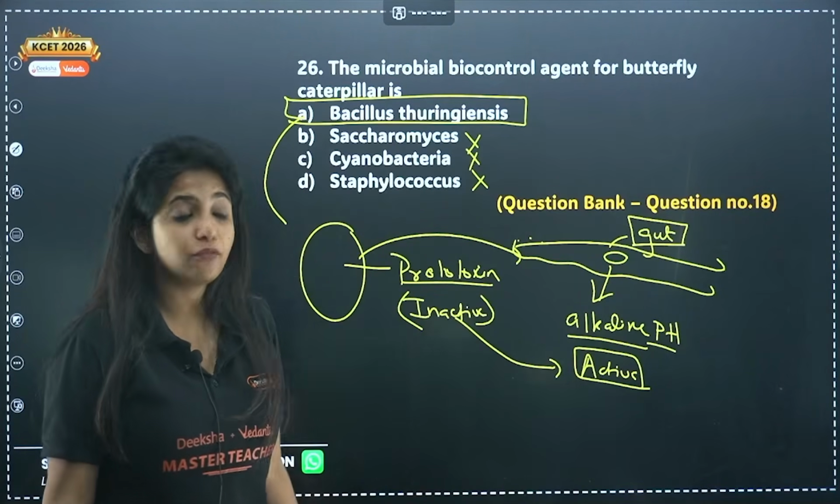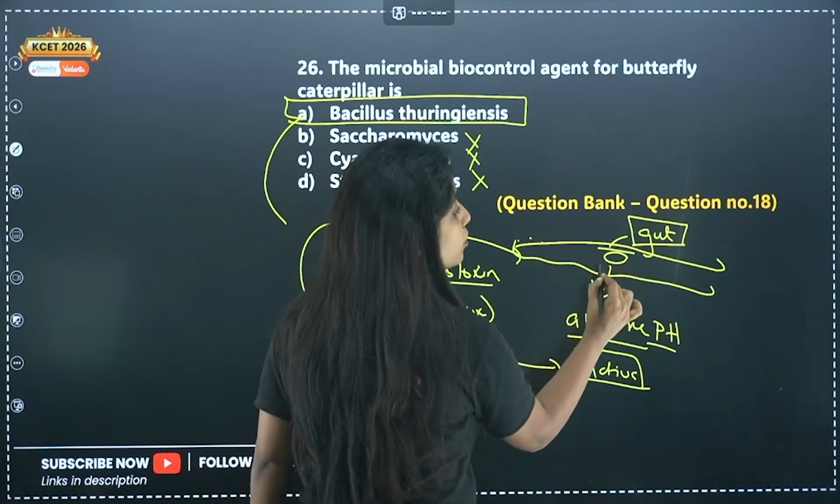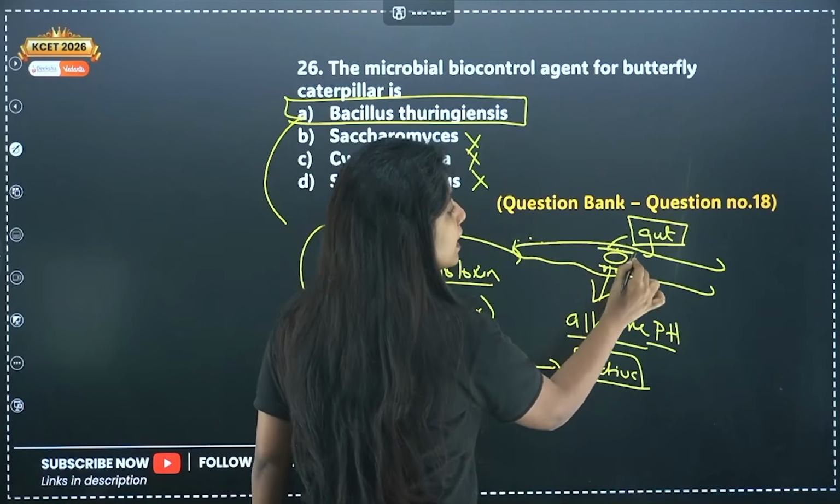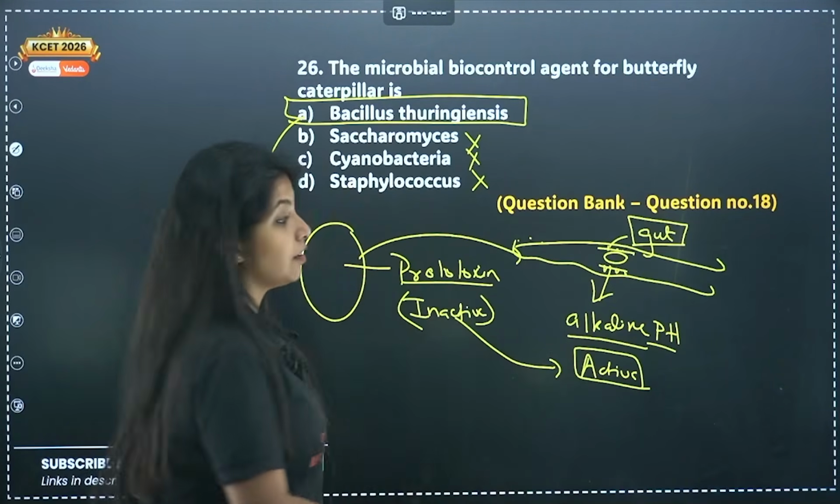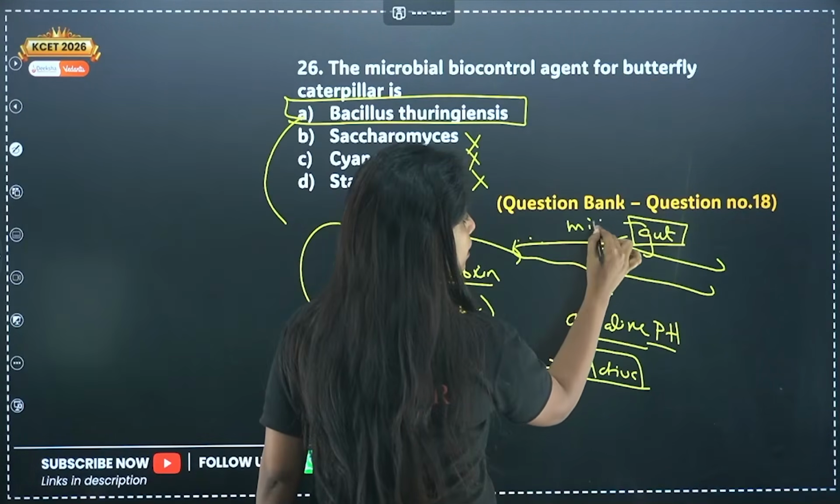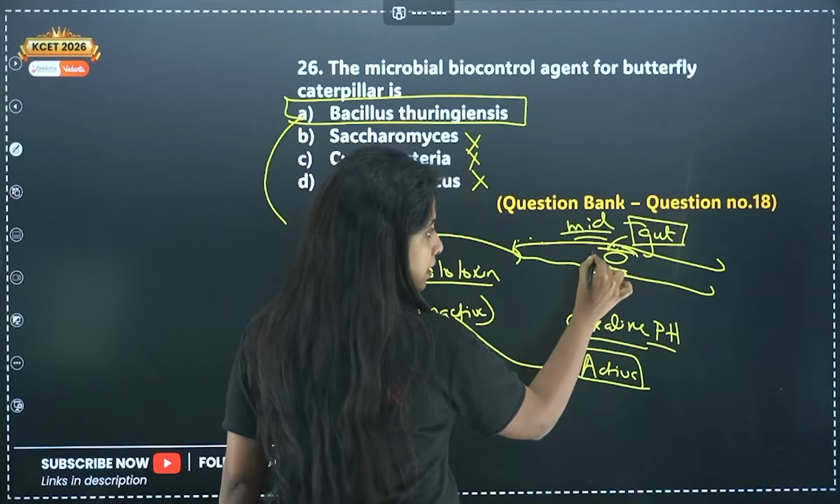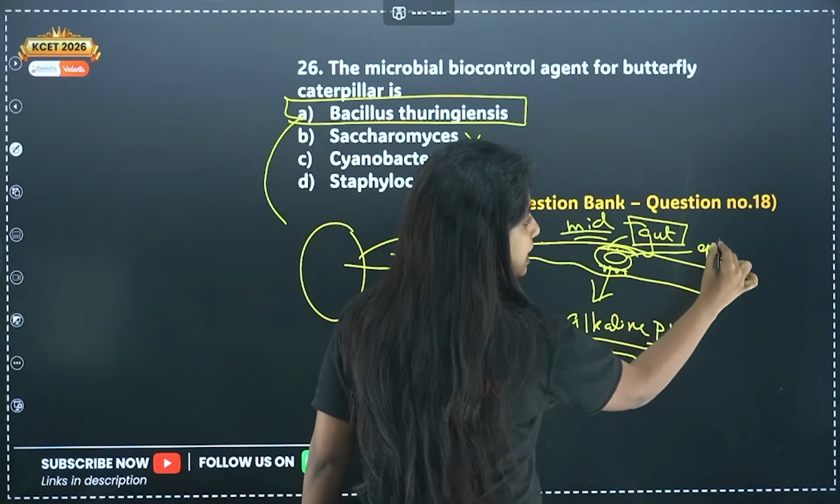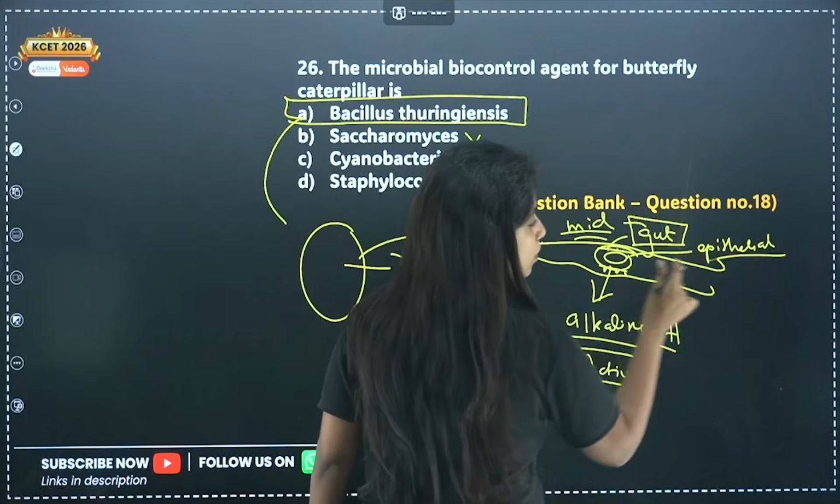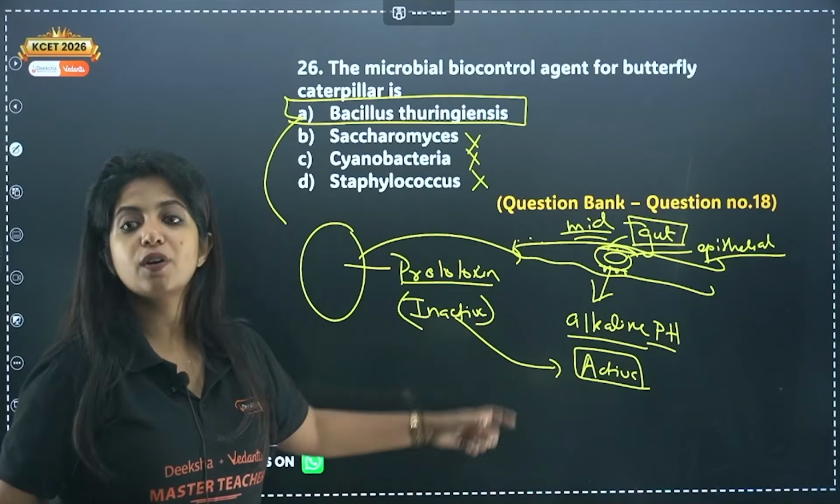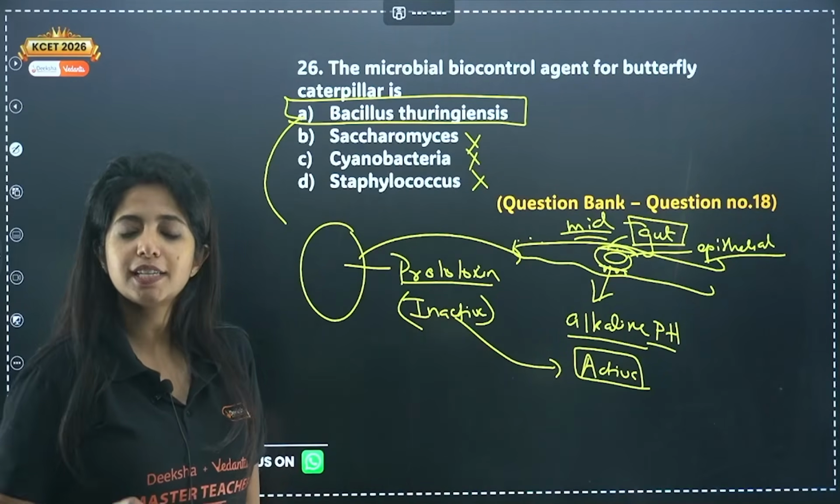And when it is active, what will happen? There will be perforation, pores being formed in the epithelial layer of the midgut region. So which gut? Midgut. In the midgut region, there is a layer of epithelial cells. These epithelial cells will have small little pores because of the active toxin. So that is the thing.